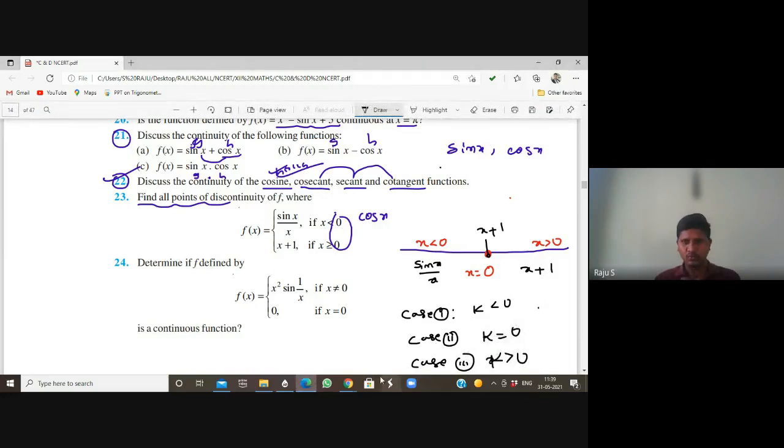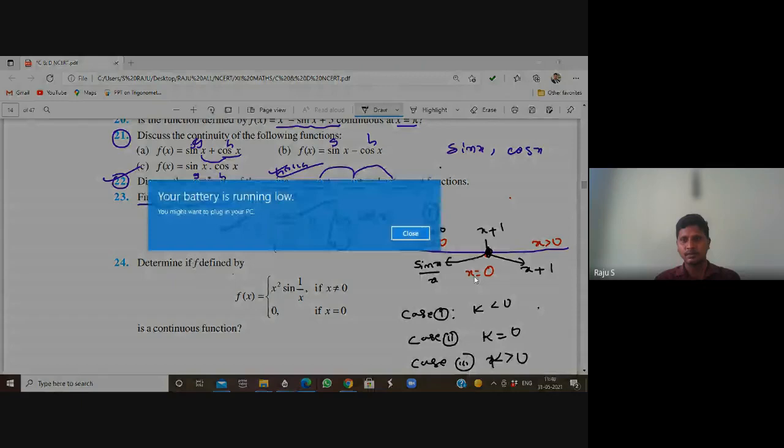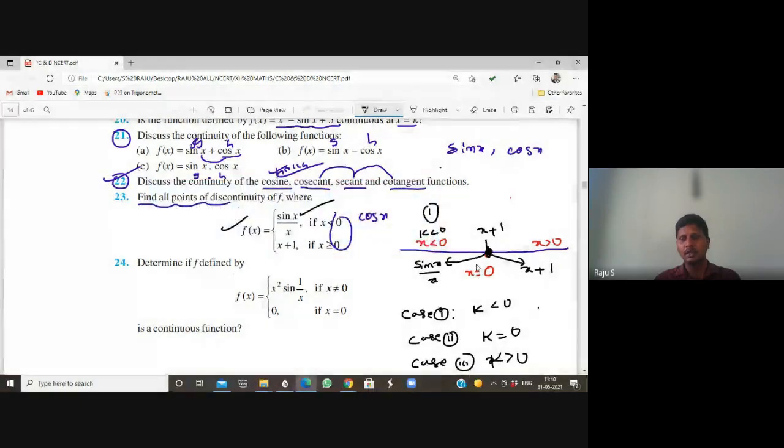You can try this question number 23. It is very easy. When k is lesser than 0, clearly sin x by x is always continuous. We can use the first formula here. At exactly 0, because two functions are there, one is sin x by x, one is x plus 1, you can use the second formula at x equal to 0. And at x greater than 0, the first formula. You can try that. We'll discuss the 24th question in the next class.